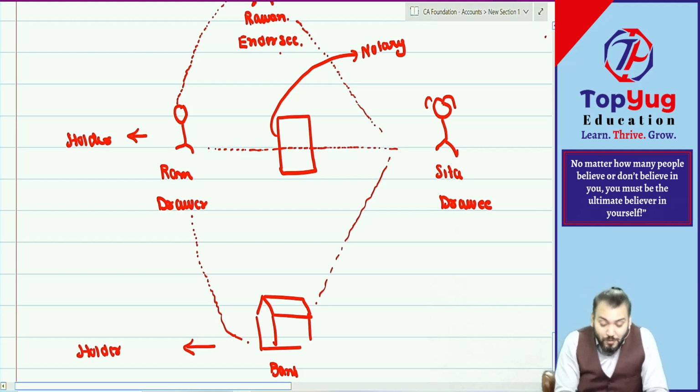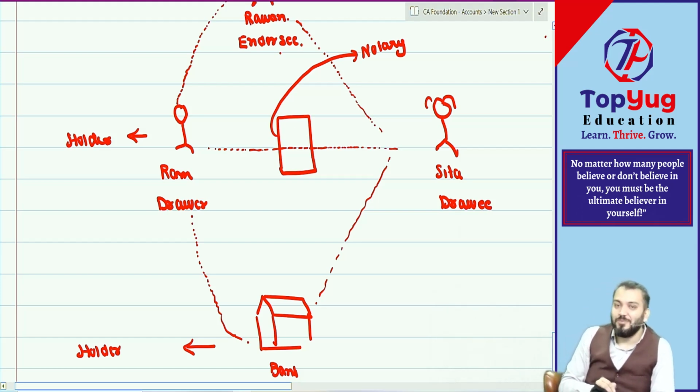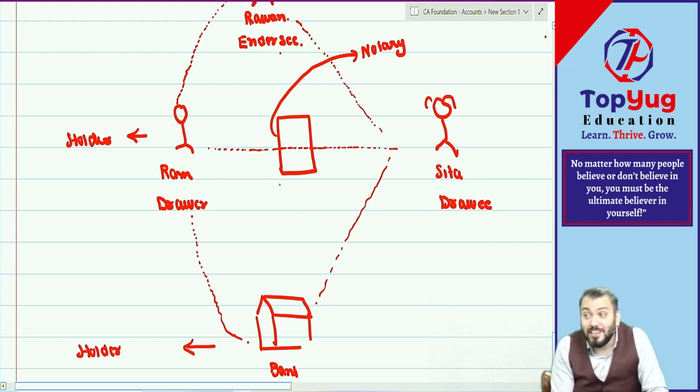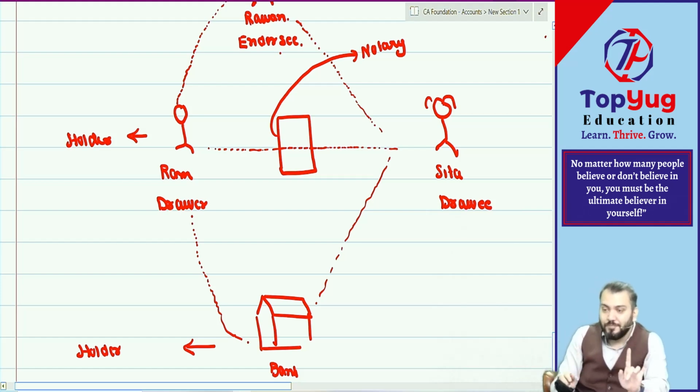Understood? So what will Ram say? Ram will say to the notary that you present the bill on my behalf. Understood what I am saying? So Ram will not go directly to Sita. Ram will give the bill to whom? Notary. And the notary will go on behalf of Ram. This much you understood?